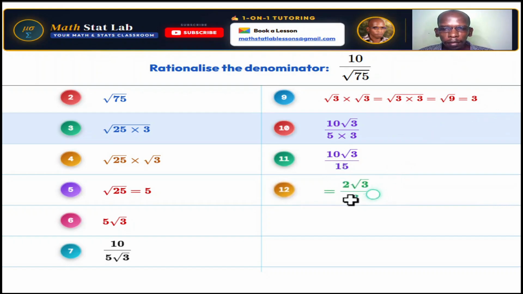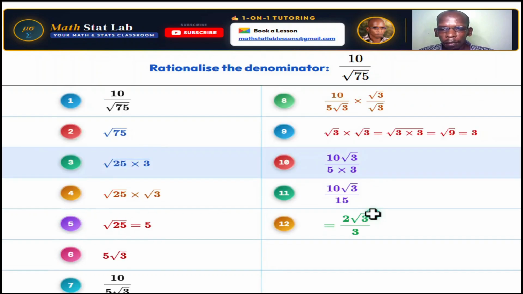So they reduce to 2 over 3, with the root of 3. The final answer becomes 2 root 3 divided by 3. And that's how we rationalize the denominator.